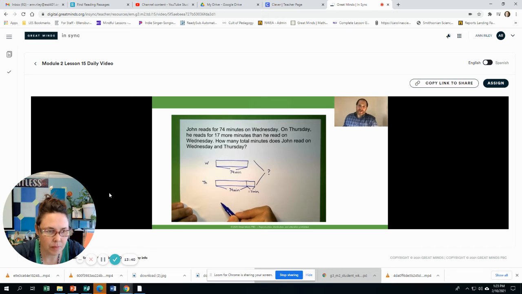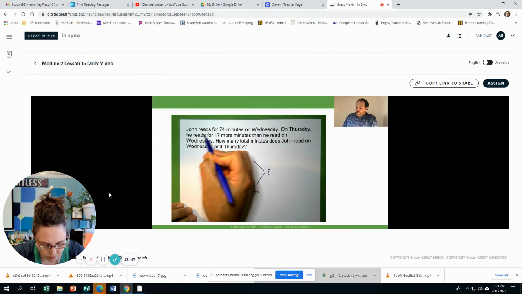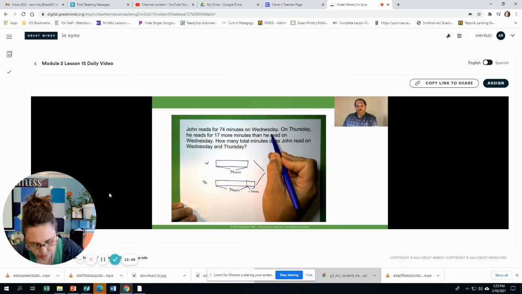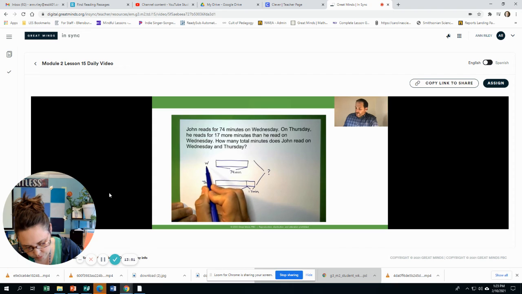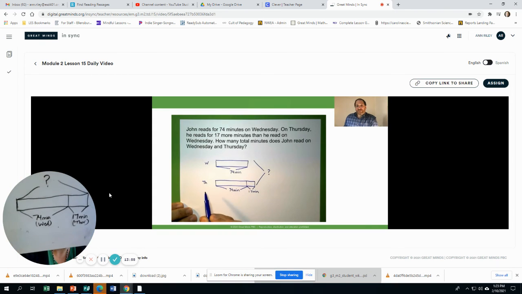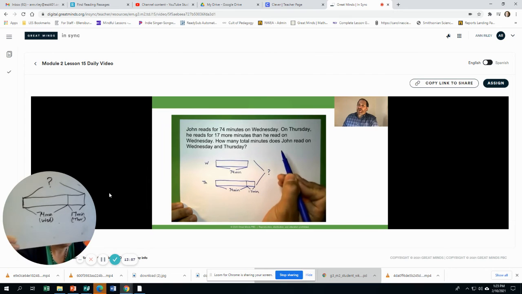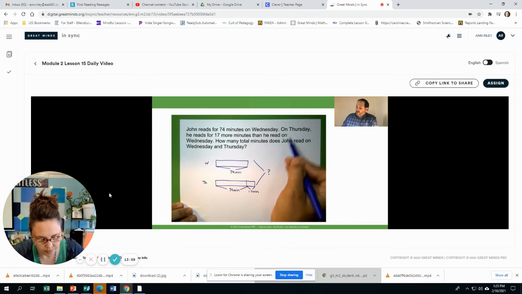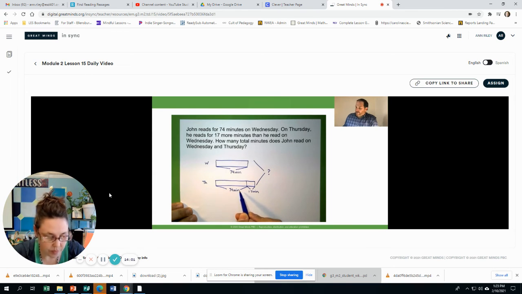I decided to use tape diagrams to represent the known and unknown information in this problem. When I reread the problem, I read that John read for 74 minutes on Wednesday. So I made a W for Wednesday and drew a tape diagram to represent 74 minutes. But since I knew we were comparing this to Thursday, I drew a second tape diagram.